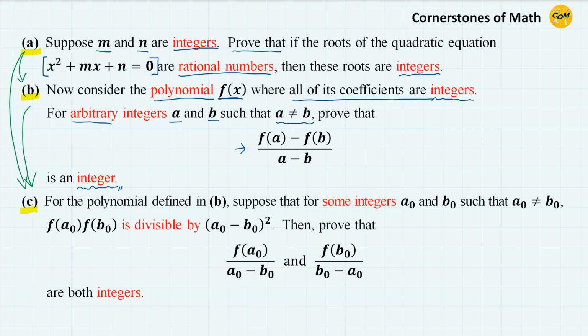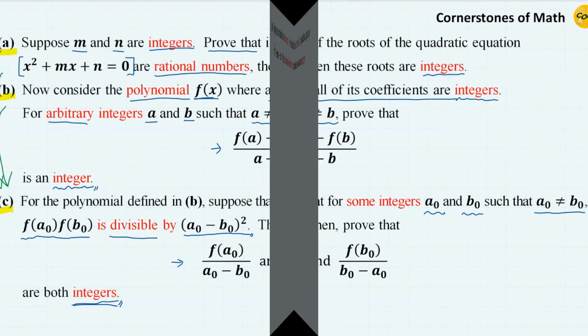And for problem C, for the polynomial defined in problem B, suppose that for some integers a0 and b0 such that a0 and b0 are different, f(a0) times f(b0) is divisible by (a0 minus b0) squared. Then prove that f(a0) divided by (a0 minus b0) and f(b0) divided by (b0 minus a0) are both integers. So we are going to solve this problem step by step, and let's start from the first one.